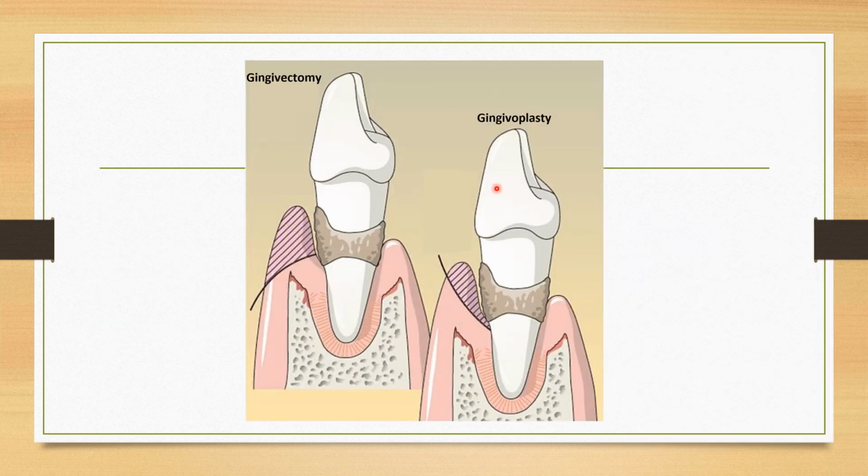So you can see the difference between gingivectomy and gingivoplasty. There is a diagram. Here, gingivectomy will be the excision of gingiva, with an external bevel incision, whereas in gingivoplasty we will just shape, more like an internal bevel incision.